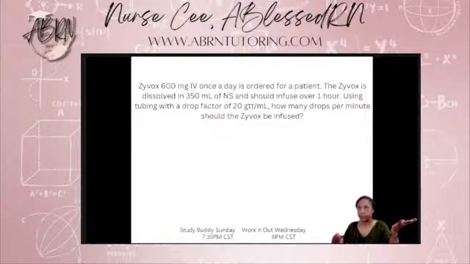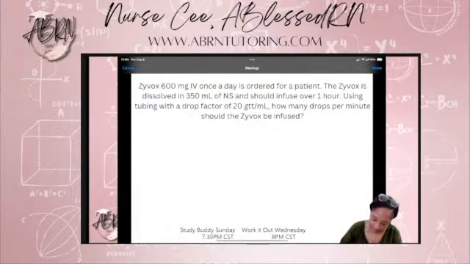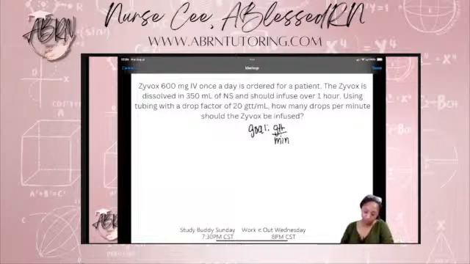All right. So boom. What are we looking for? We are looking for volume over time, right? Because our goal is drops per minute. So what's the fluff? Is this asking for milligram? Is this asking for gram? Is this asking for microgram? Nope. Okay. So this is our volume. And then it said should infuse over 1 hour.